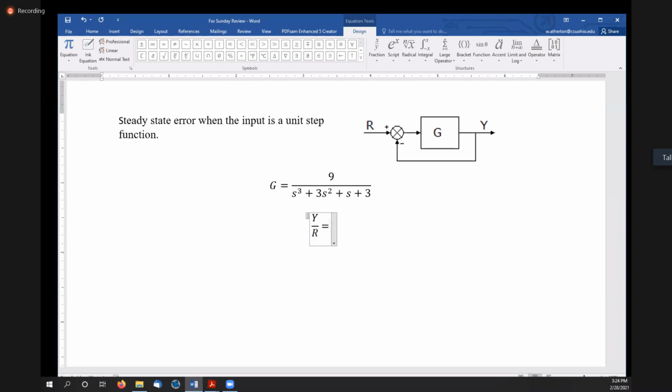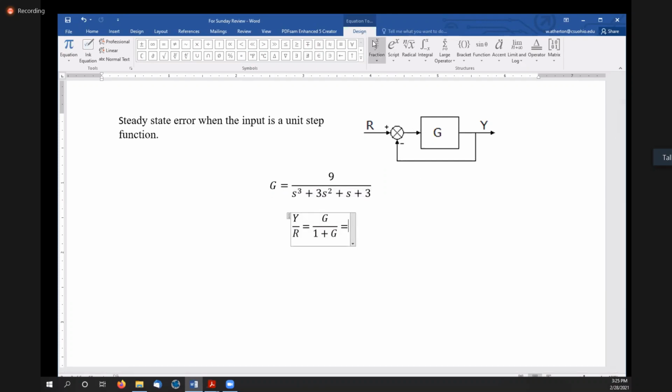This will be a lot of typing, but what do we know about this? We know this is going to be equal to g over 1 plus g, since there's no h in the feedback loop. So g has a denominator, that cubic term. This is the denominator. When I'm all said and done, I'm going to multiply top and bottom by this denominator to make it a rational expression.